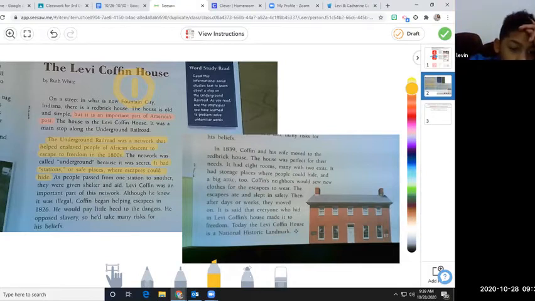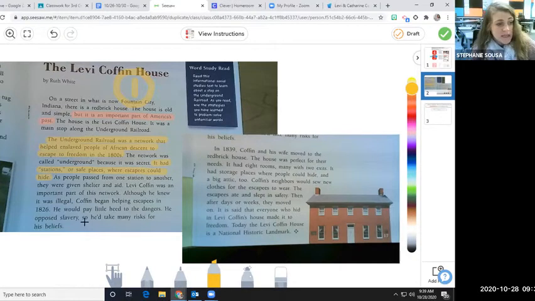He would take many risks for his beliefs. So he took many risks for his belief. He knew what he was doing was illegal, but he still said it's worth it. I'm willing to put my life in danger if it means many more people get to live a better life. He stood up for what was right.